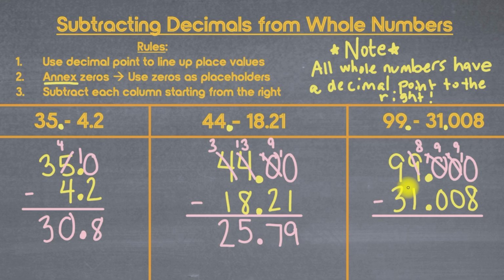So now I've got 10 minus 8, which is going to give us 2. I've got 9 minus 0, which is 9. 9 minus 0 again in this column, which again is 9. I'll put a decimal point directly under the other decimal points. I've got 8 minus 1, which is 7. And here I've got 9 minus 3, which is 6. So we could say that 99 minus 31 and 8 thousandths equals 67 and 992 thousandths.